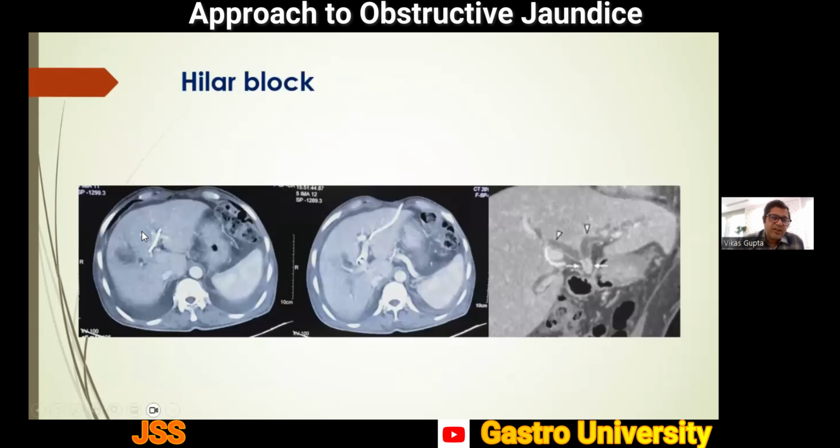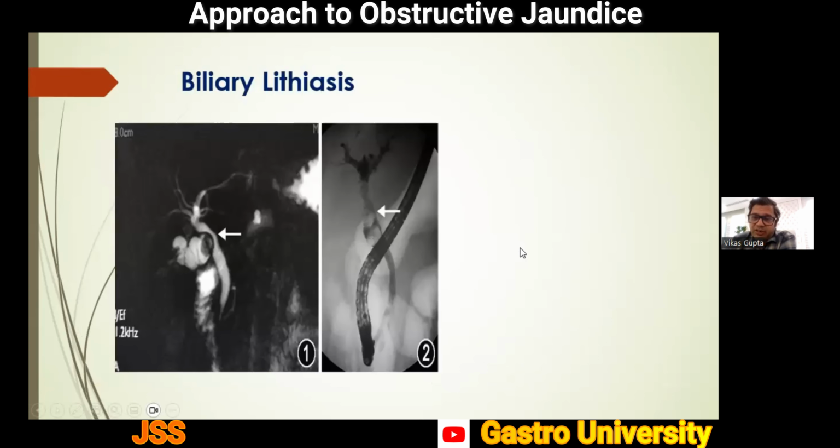Again, patients with hilar block, we can see a tumor here which is blocking the hilum. So that means this patient is likely to have a right liver resection. So we need to drain the left system. So we can upfront plan this procedure and then define the subsequent management accordingly.